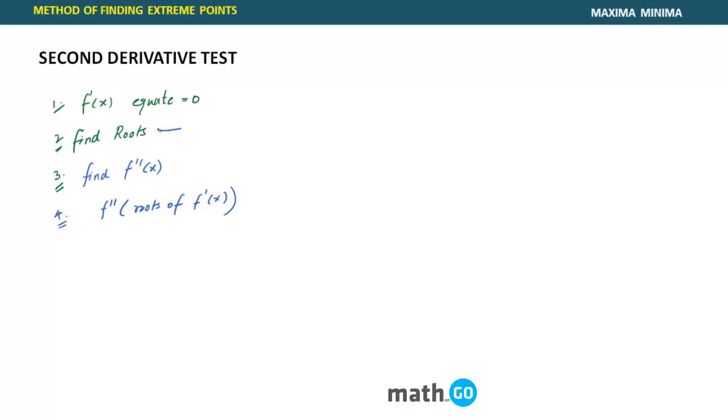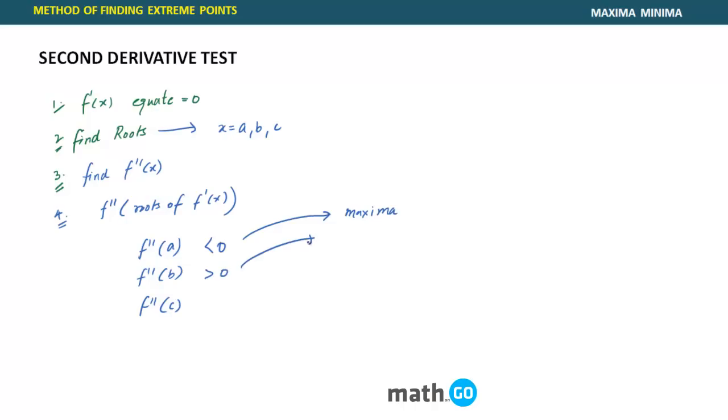So if say you have taken roots as x equal to a, b and c, you need to find the double derivative at x equal to a, at x equal to b, and at x equal to c. If the double derivative comes out to be less than 0, you know it very well that it will be a point of maxima. If it comes out to be greater than 0, then it will be a point of minima. Alright, clear? And if this comes out to be 0, do not worry, we'll talk about what will happen in that case right after this slide. Okay, got it?